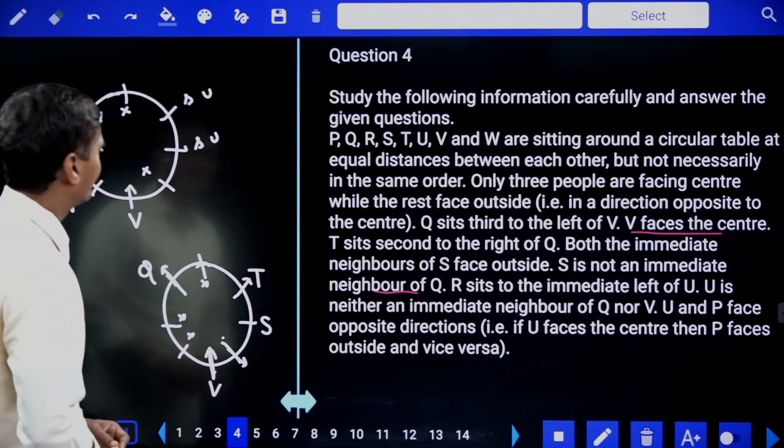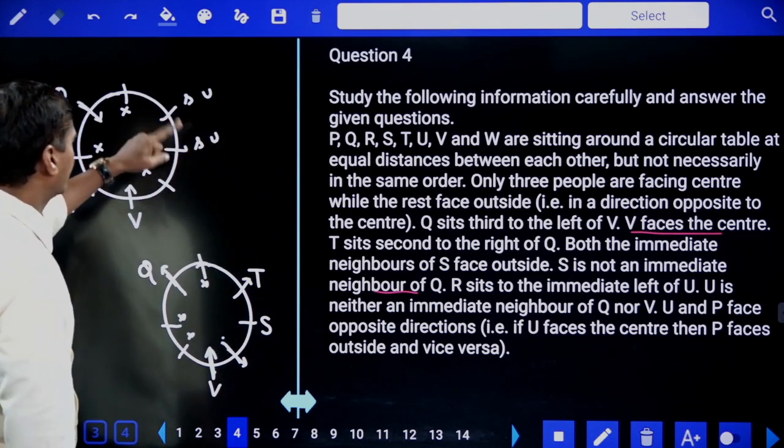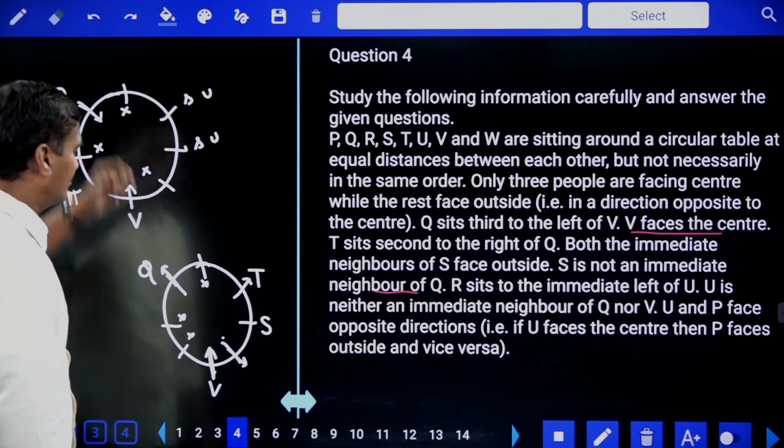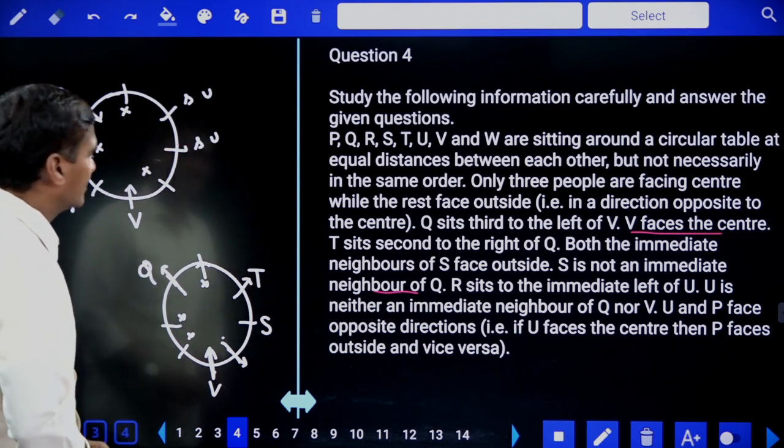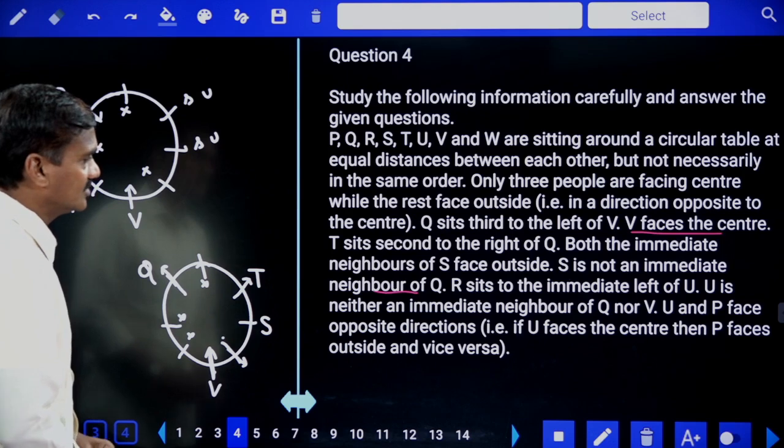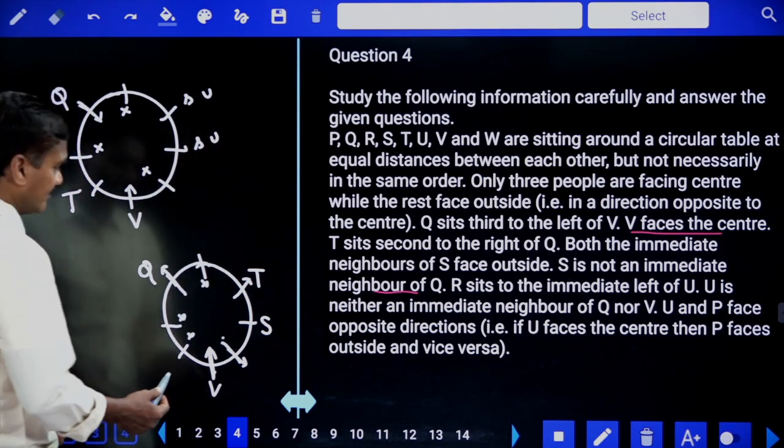R sits to the immediate left of U. If U is here, R will be here. If U is here, R will be here. U sits to the immediate left of R. R sits to the immediate left of Q. U is not an immediate neighbor of Q and V.